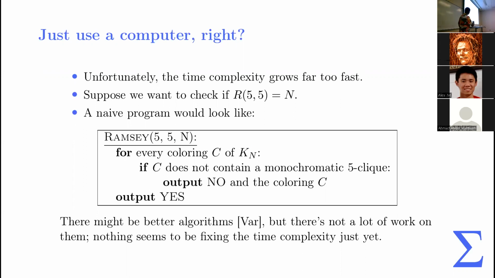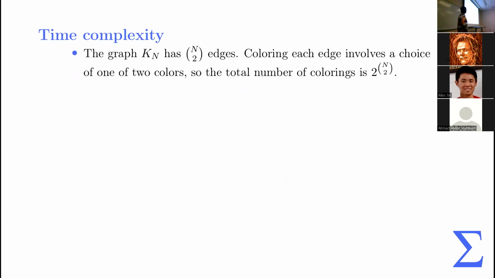So let's say we want to calculate R(5,5). This would basically be our program. It's pretty simple, right? But the time complexity is way too big. There are some better algorithms. You can ask me about that afterwards. But even then, there's barely any improvement. So why is the time complexity so big? We just look at the number of colorings that we have.